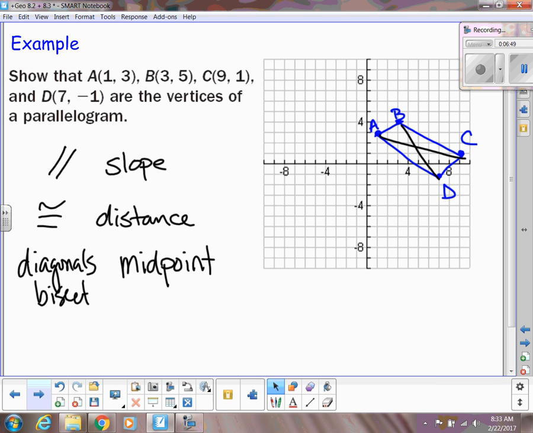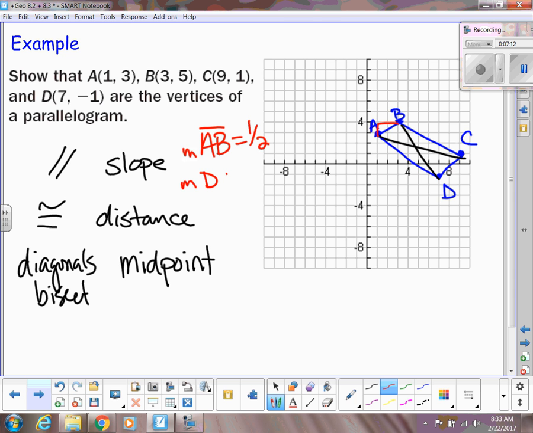Okay, so let's just do one of them for now. And if you had a question about how one would work, we can ask that in class. So I'm just going to do the first one. Let's do slope. That one's pretty easy to do visually. So the slope of AB is going to be up 1 over 2. And then the slope of DC, remember that's the opposite side, that's up 2 over 2, which is 1. So already I'm getting that the slopes are not the same.